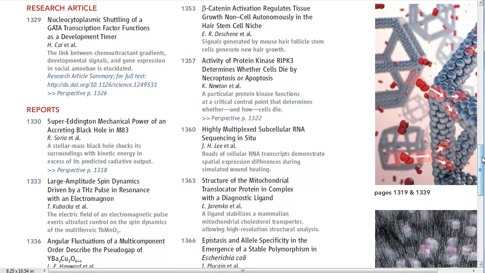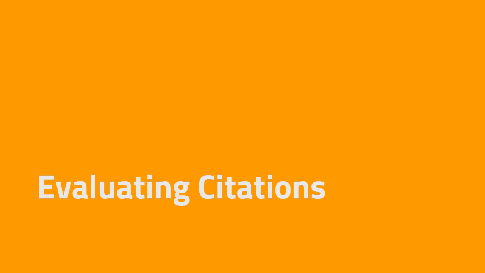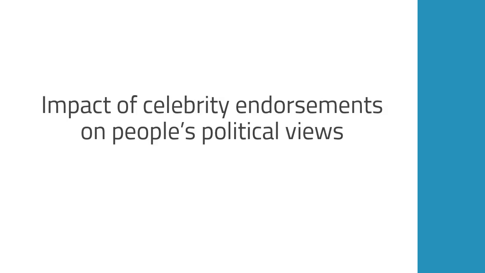So while this limit can be useful, make sure you're still evaluating the articles you find to see if they have the characteristics of scholarly articles and describe original research or analysis. Now that we've talked about peer review and common characteristics of scholarly articles, let's take a look at a couple of articles related to the impact of celebrity endorsements on people's political views to practice applying the characteristics of peer-reviewed articles to the citations you'll find in article databases.